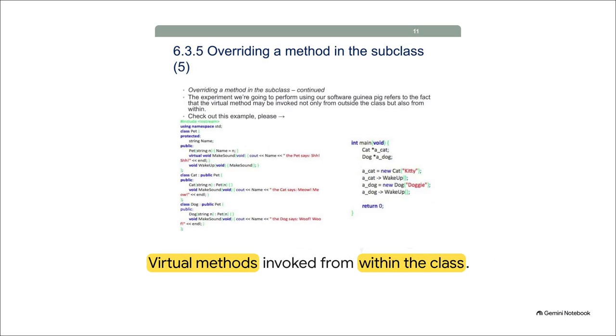On the flip side, once the object is completely built, internal calls work perfectly. If we add a wakeUp method to the base pet class that internally calls makeSound, it works great. When we call wakeUp from our main function, the object is already fully instantiated. Dynamic binding is fully active, so it correctly routes right to the cat's overridden makeSound method and meows. You can totally invoke virtual methods from within the class itself, just not during that initial construction phase.